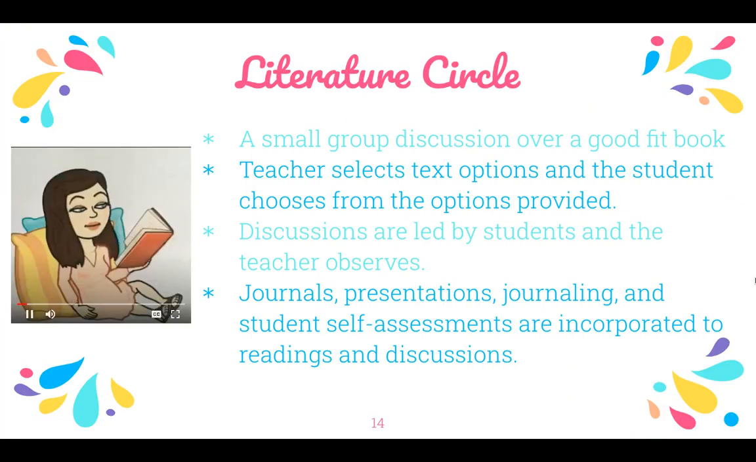Literature circles. This is a small group discussion over a good fit book. The teacher selects text options for the students, and the students narrow it down to a book that they would like to read. Discussions are led by the students, and the teacher is the observer. They are the facilitator when they need to step in and help guide the conversations. Things often tied to literature circles are journals, presentations, student self-assessment, and they're incorporated into readings and discussions.